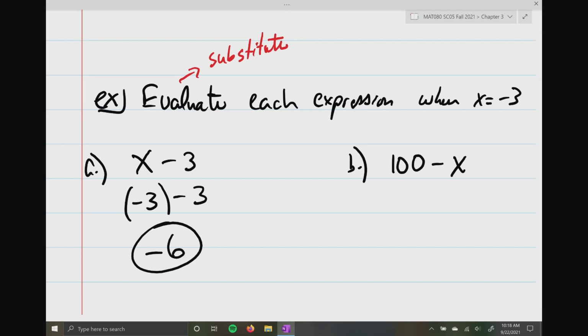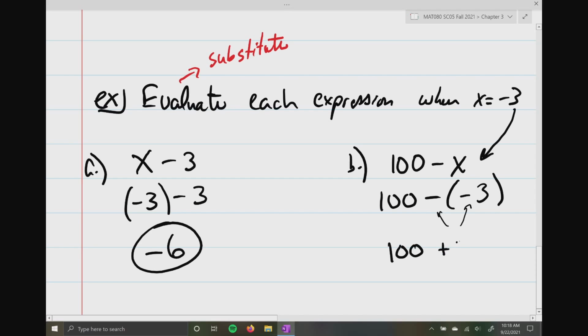Now, that second example, this is why you need to be careful. With part B, I'm going to rewrite the problem. Wherever I see the variable, I put parentheses. Then I make my substitution. Notice with part B, I got that double negative back to back, which means I'm going to rewrite this as 100 plus 3. And 100 plus 3 is 103. All right? So you have to be very careful when you're doing this, because I don't want us to make a mistake. Are there any questions? All right. So let's move on to the next section.